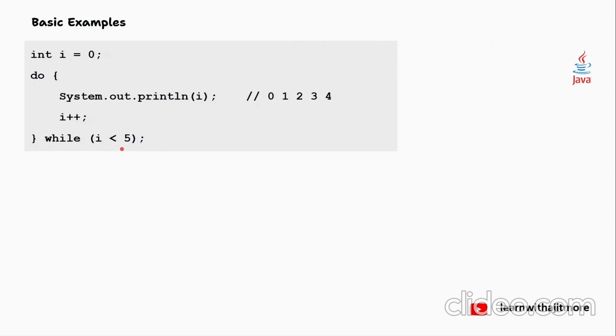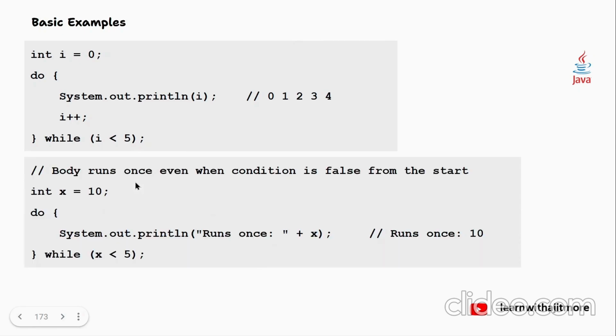Okay? No need to show the flow chart and all. Now in this case, in the beginning only the condition is false, but still it is running this body at least once. See here, the body runs once even when the condition is false from the start. See here, x is 10. It will directly jump inside. You have to relate it with the do while loop and the while loop.